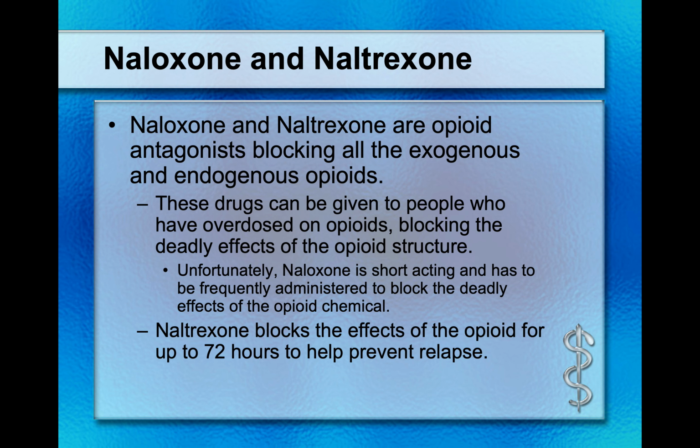Naloxone and naltrexone are opioid antagonists, blocking all the exogenous and endogenous opioids. These drugs can be given to people who have overdosed on opioids, blocking the deadly effect of the opioid structure. Unfortunately, naloxone is short-acting and has to be frequently administered to block the deadly effects of the opioid chemical. Naltrexone, on the other hand, blocks the effects of the opioid for up to 72 hours to help prevent relapse.